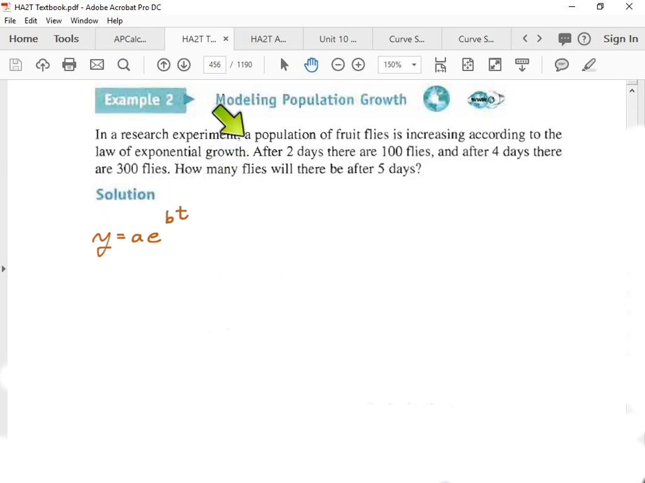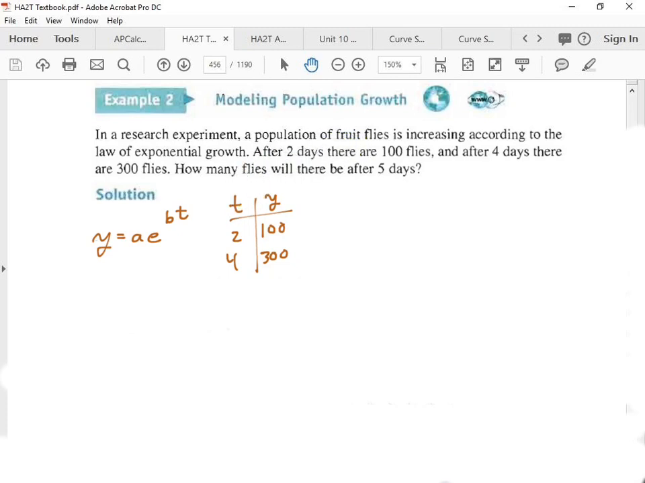All right. So after 2 days, there are 100 flies. After 4 days, there are 300 flies. If we were making a little chart right here, in days, we have 2 days, we have 100 flies. This is number of flies, so in this case, I want to just say Y. And then after 4 days, there were 300 flies. That's great. How many flies will there be after 5 days?